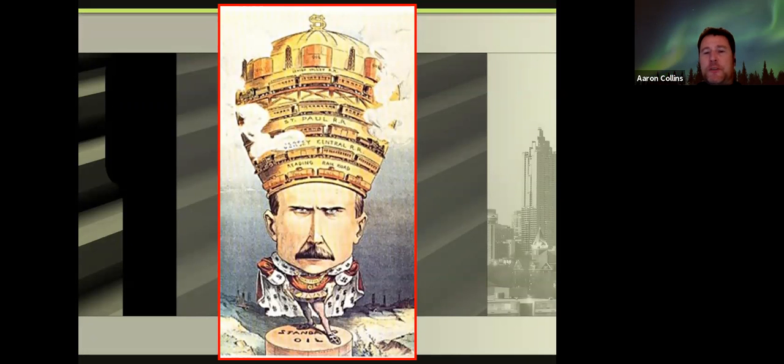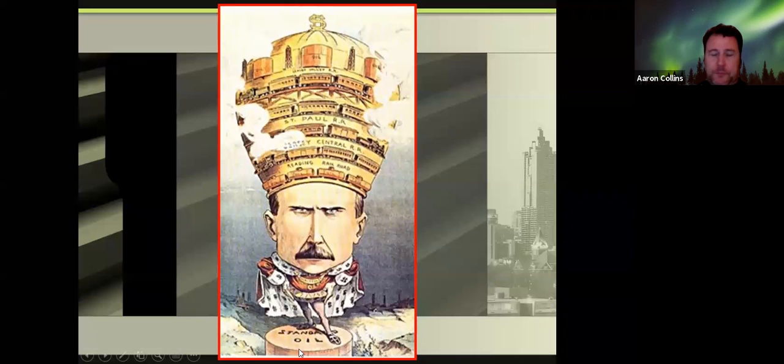This is an important cartoon. So whenever you see a cartoon, always look for the words. What is this person standing on? What does it say? It says Standard guys. Who is the oil guy? The oil guy is Rockefeller. Okay? So Rockefeller was the oil guy. But now take a look at his crown. Look at what's in his crown, the trains.